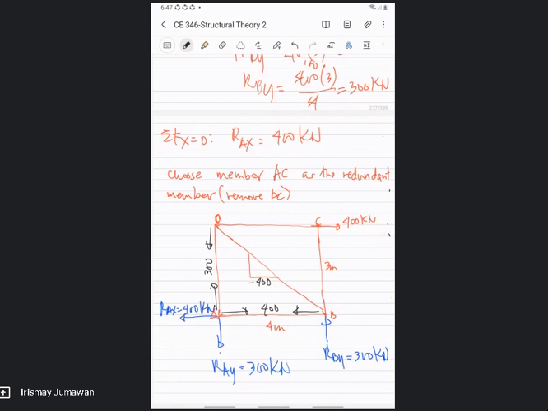For the Y component, the Y component of member DC will be 400 times 3 divided by 4. So that is 300. It is a negative operation when you have four.